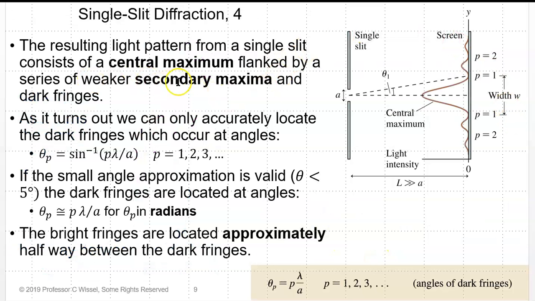Now, the resulting light from a single slit consists of a large, strong central maximum flanked by a series of weaker secondary maxima and dark fringes.